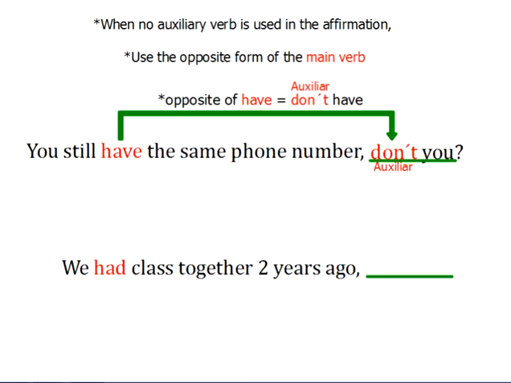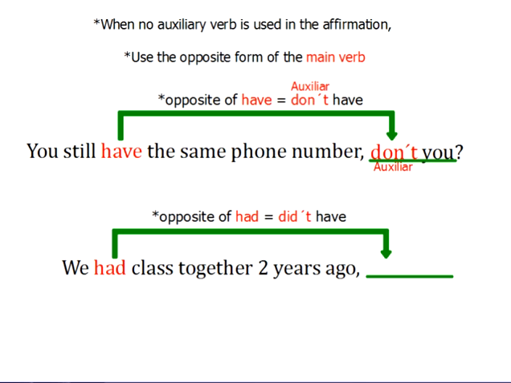Okay, let's take a look at the second one. The second question reads, we had class together 2 years ago. Okay, again, let's look at the main verb. The main verb is had, and I need to think, well, what's the opposite of had? Well, the opposite of had is didn't have, the negative past, right? It's the negative past. So in this context, I'm going to use didn't as my auxiliary, right? And I'm going to say for the tag, we had class together 2 years ago.